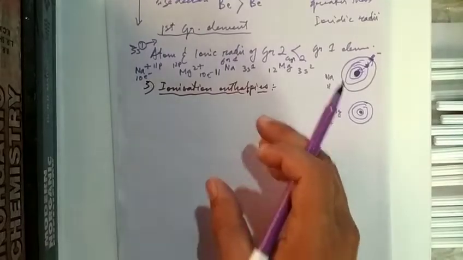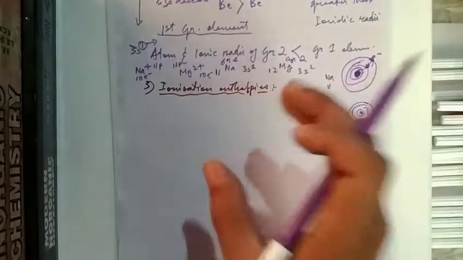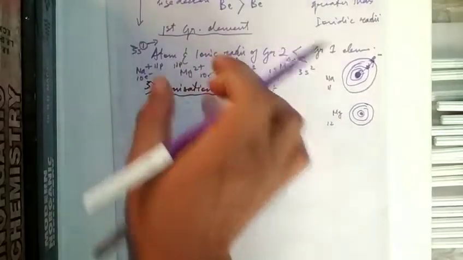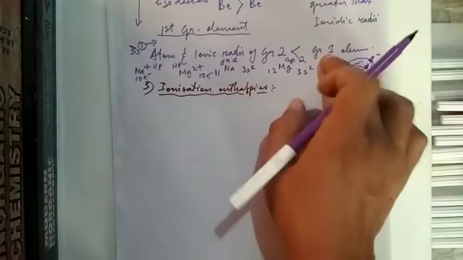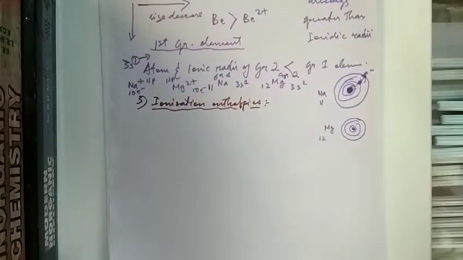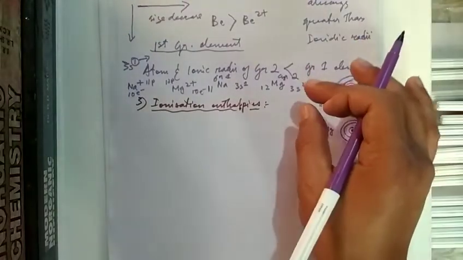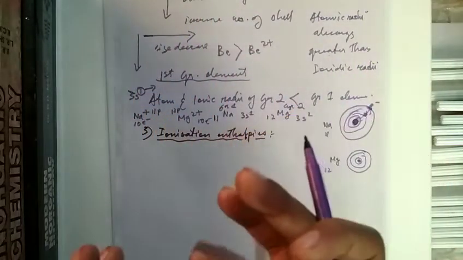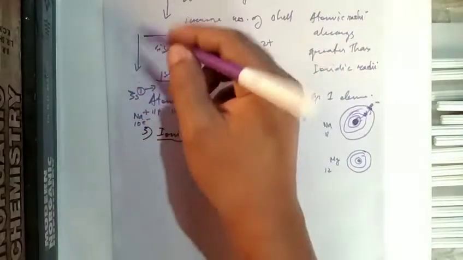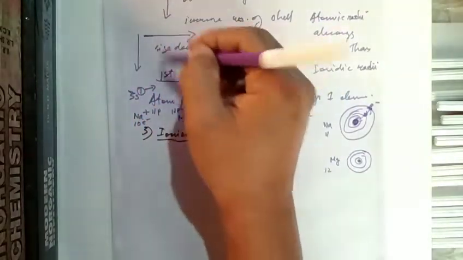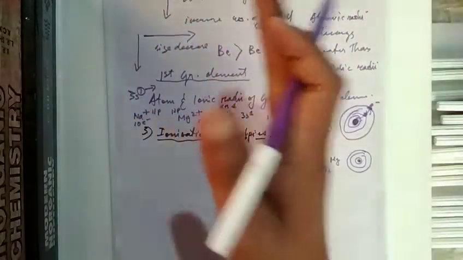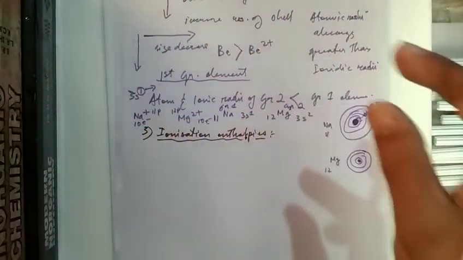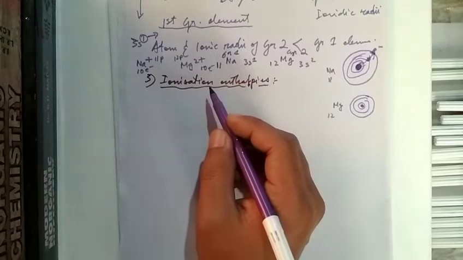So this is the reason. The main reason is effective nuclear charge. Group 2 has higher effective nuclear charge than group 1 elements. As we move across the period, the size decreases because of this effective nuclear charge. That means group 1 elements will be the biggest, then group 2, and then groups 3, 4, 5 and so on, all of which will have smaller size. Now we'll come to ionization enthalpy.